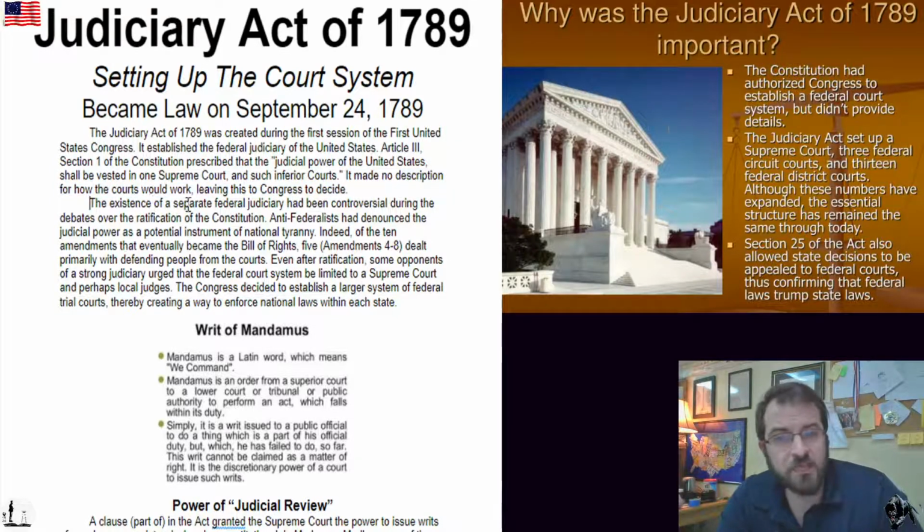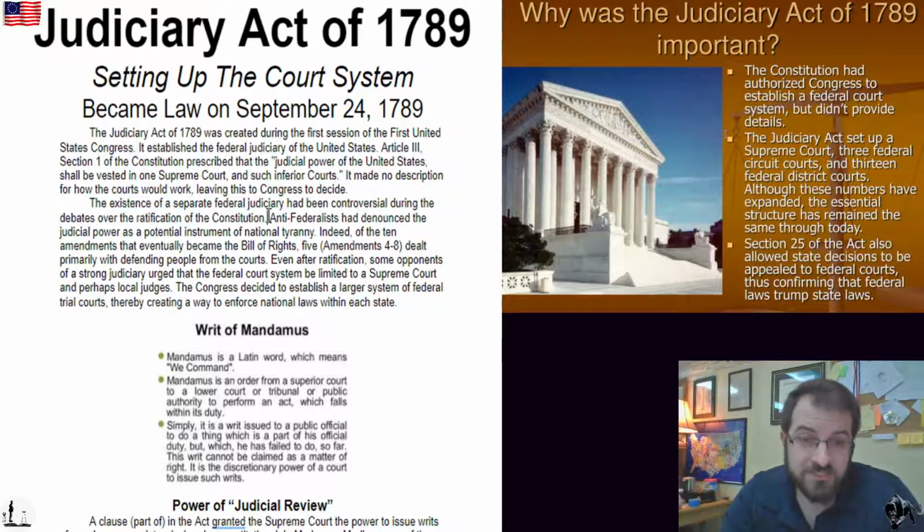The existence of a separate federal judiciary had been controversial during the debates over the ratification of the Constitution. Anti-federalists had denounced the judicial power as a potential instrument of national tyranny. Indeed, of the 10 amendments that eventually became the Bill of Rights, 5, this would be Amendments 4 through 8, dealt primarily with defending people from the courts.